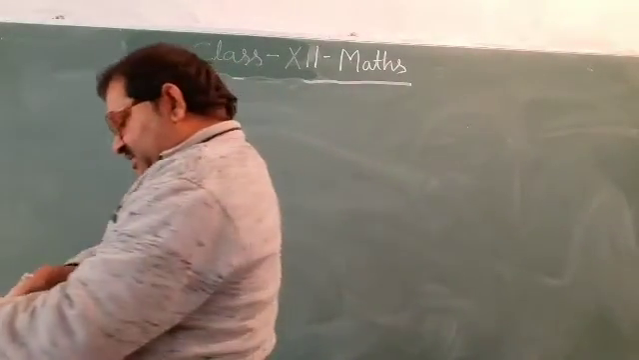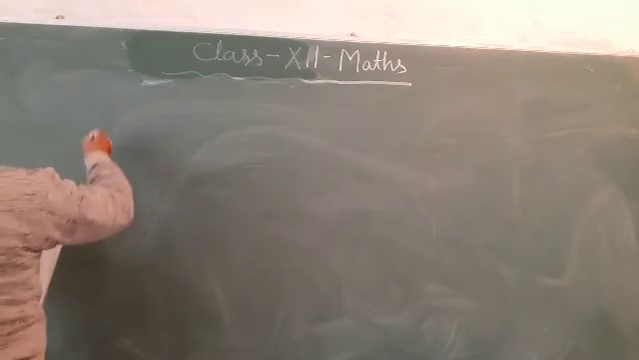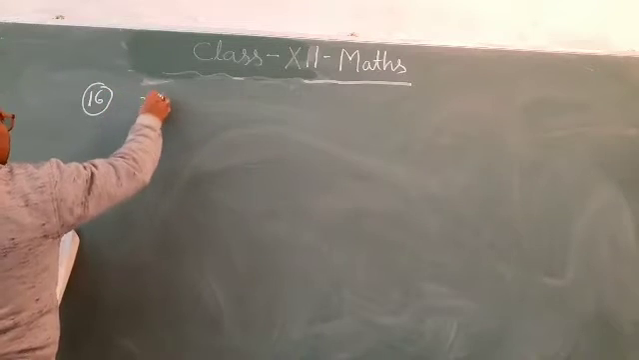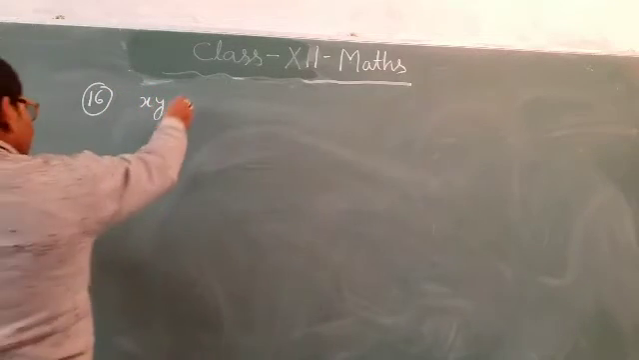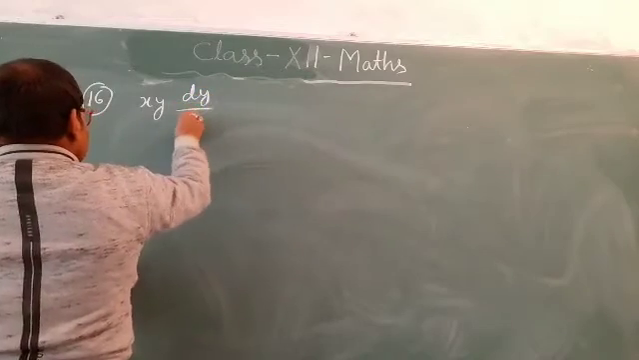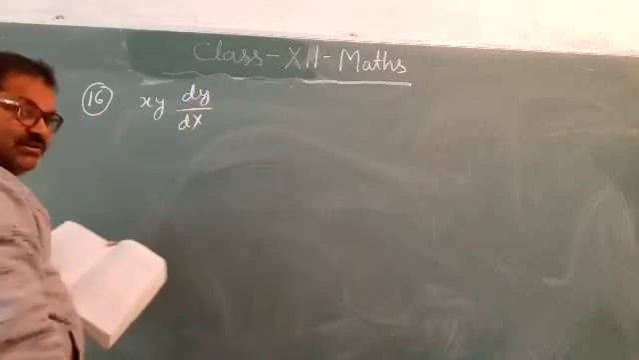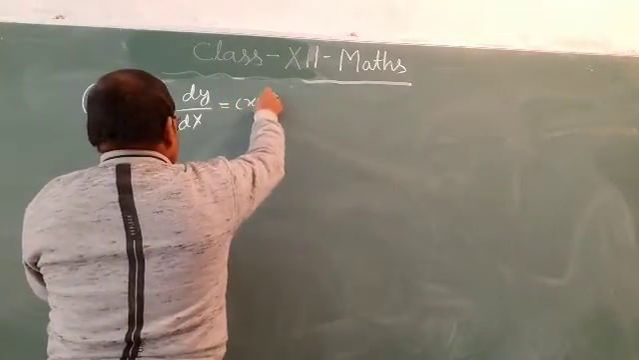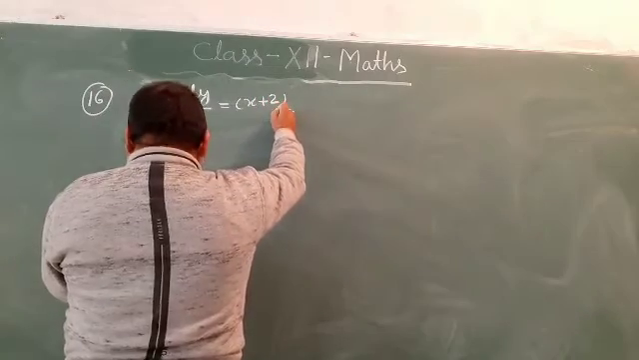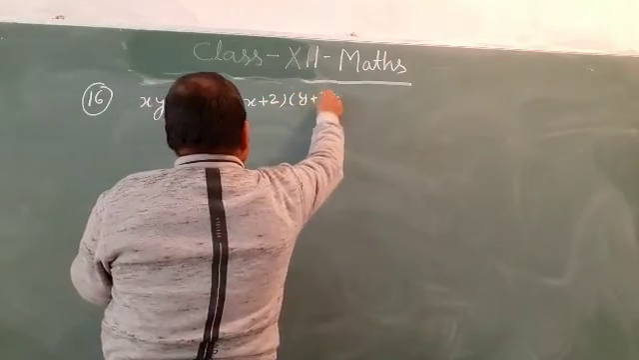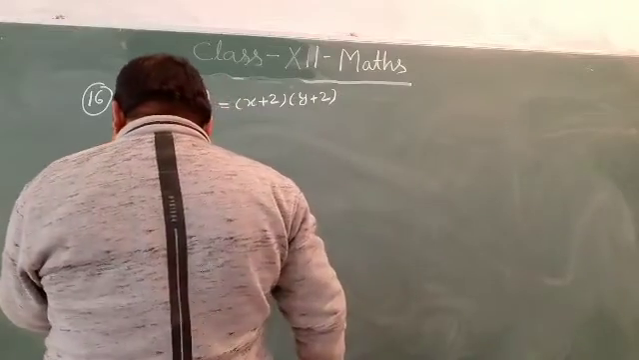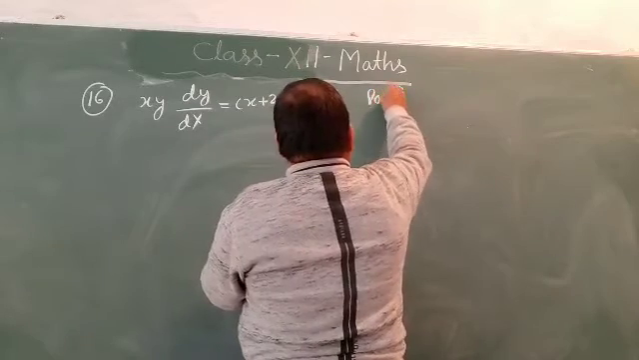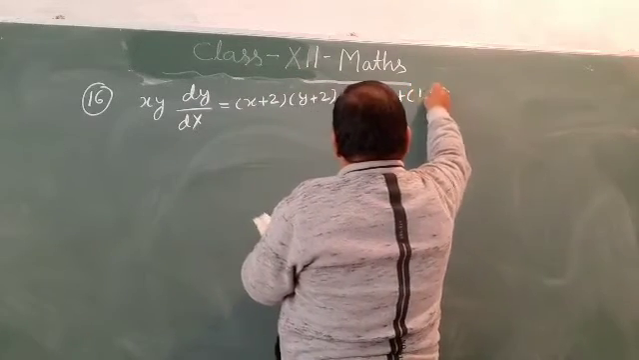For the differential equation, question number 16: for the differential equation xy dy/dx = (x + 2)(y + 2), find the solution curve passing through the point (1, -1).